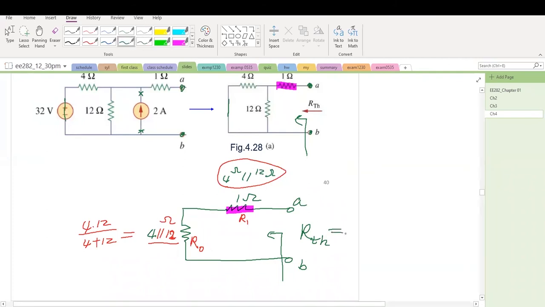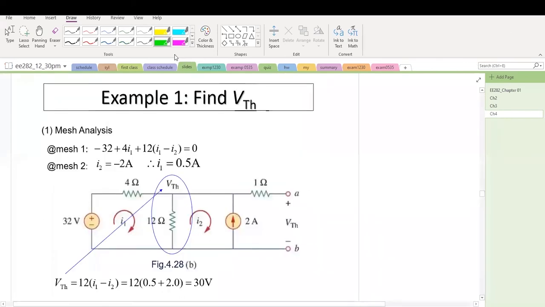RTH equals R0 plus R1. This is RTH. We obtained one element for the Thevenin theorem. Next step, we find VTH. VTH is the open terminal voltage.